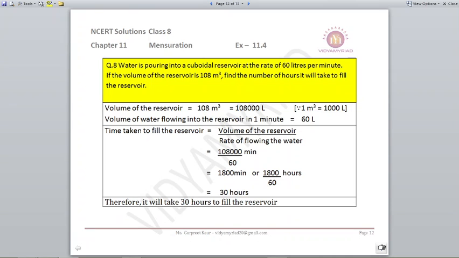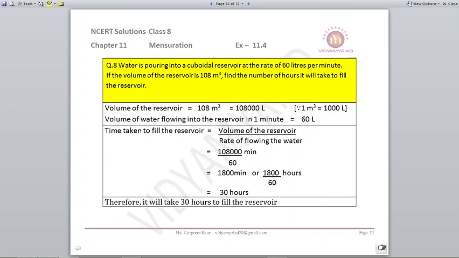Question number 8. Water is pouring into a cuboidal reservoir at the rate of 60 liters per minute. If the volume of the reservoir is 108 meters cube, find the number of hours it will take to fill the reservoir. Now volume of the reservoir is given to us as 108 meter cubes. We need to find out the information in liters, only then we can find out how much time it will take. So we know that 1 meter cube is equal to 1000 liters. So for 108 meter cube, it will be 108 multiplied by 1000, which gives us 1,08,000 liters. So this is the volume of the reservoir.